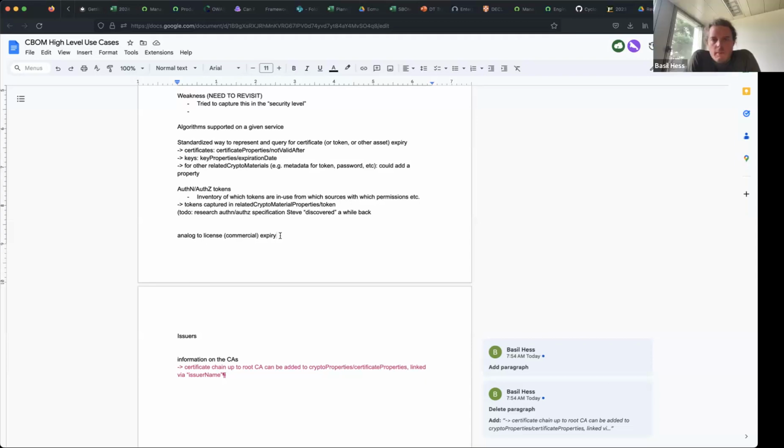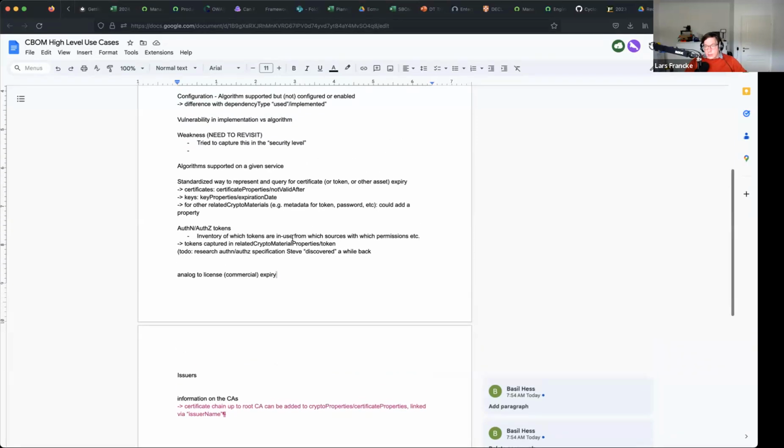I think last time it was one of the use cases in the CycloneDX use cases page. Sorry, which one are we talking about now? Analog to license commercial expiry. So okay, this one. I think this got moved around. We had this where TLS certificate expiry, standardized way to represent inquiry for certificate expiry, and this was right beneath it. So I think the auth and token stuff was. So this is what it refers to.